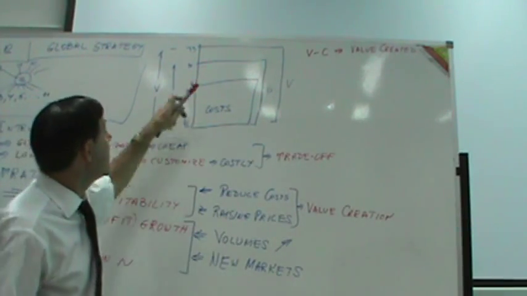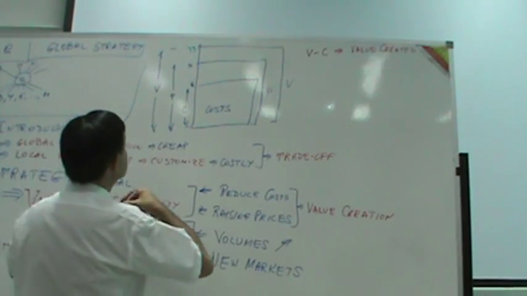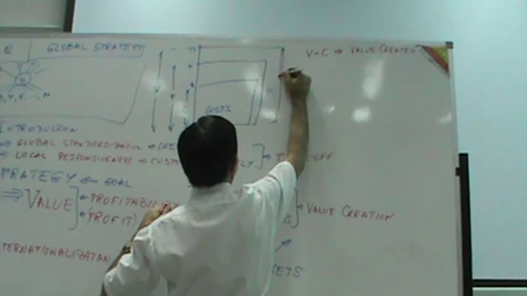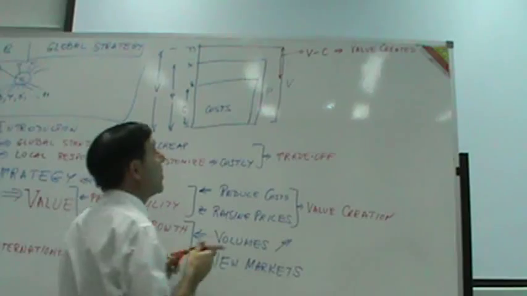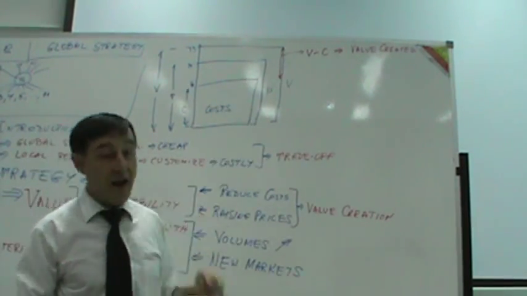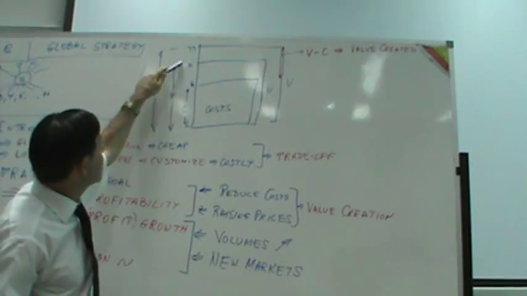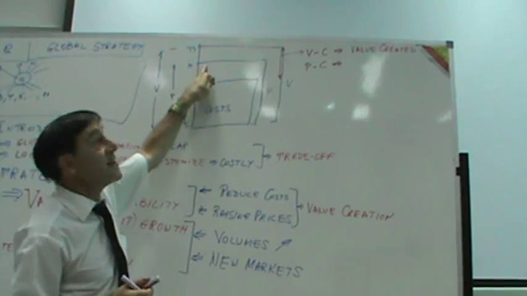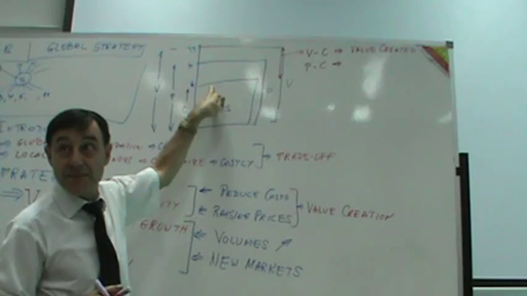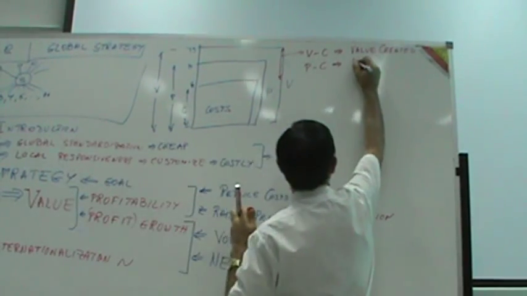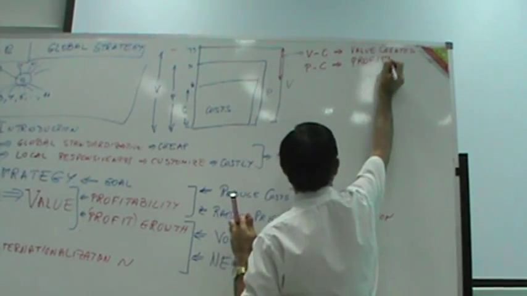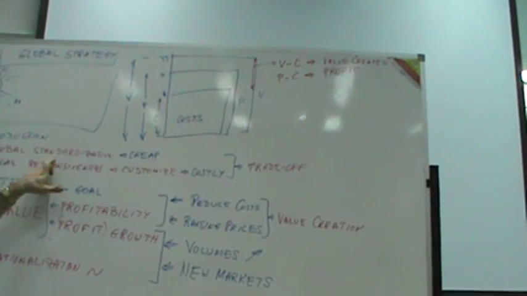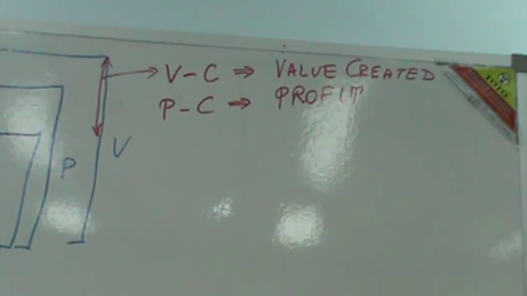So V minus C represents, so this minus this is here. Let's make sure. It's here, all the way to here is this part. V minus C. That's the value created. And let's make sure we got this: price minus C, which is the price that the business gets minus the expense, we call it in accounting cost, represents the profit. The profit.